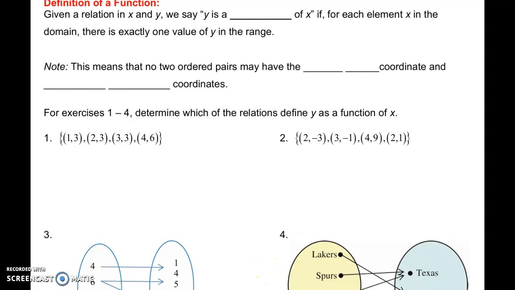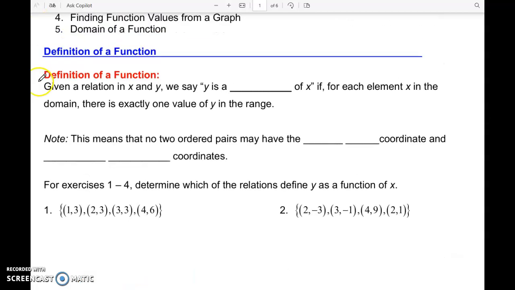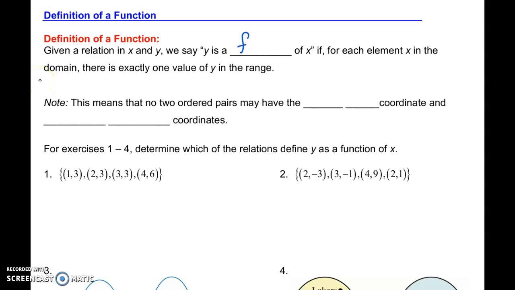The definition of a function says, given a relation in x and y, we say that y is a function of x if for each element x in the domain, there's exactly one y in the range. So that means each x has exactly one y. There are no two ordered pairs that have the same first coordinates and different second coordinates.